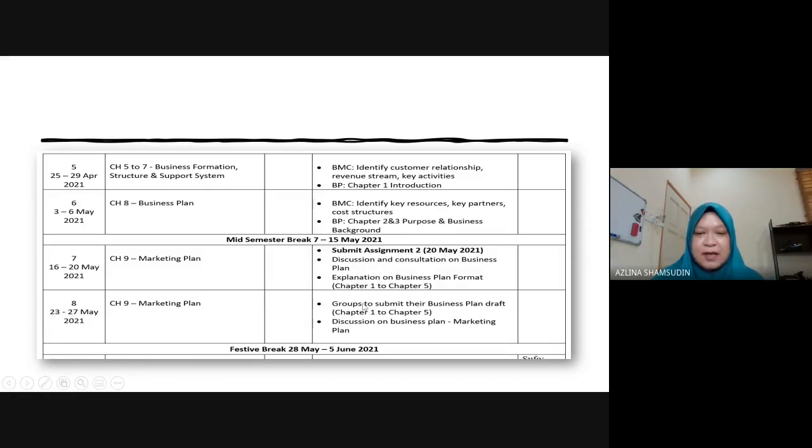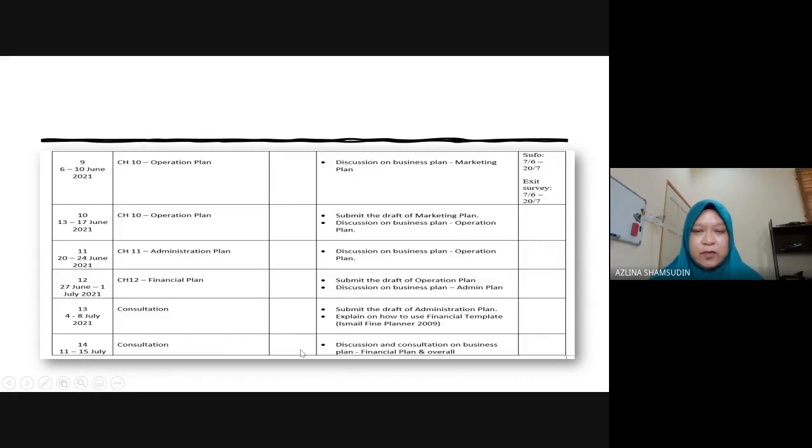Okay, and then continue until the marketing plan, and then we go for another break. Okay, festival break for 1 week. Selepas tu, week 9 continue lagi dengan business plan, our third assignment. So in week 9 ni, you can start doing the SUFO and also exit survey. Throughout week 10, 11, 12 and 13, kita akan continue doing our business plan, the third assignment.